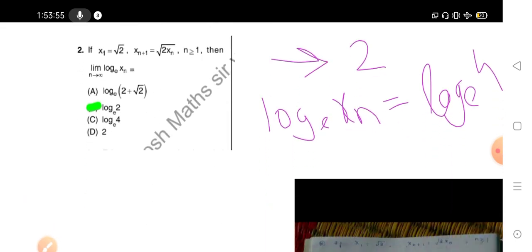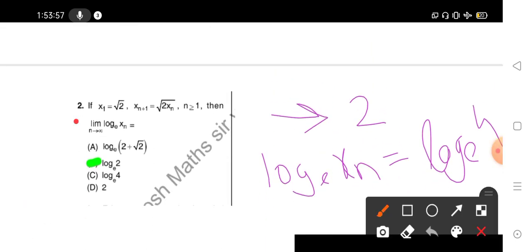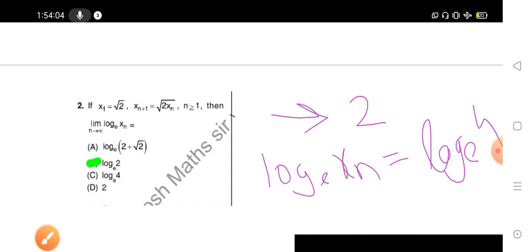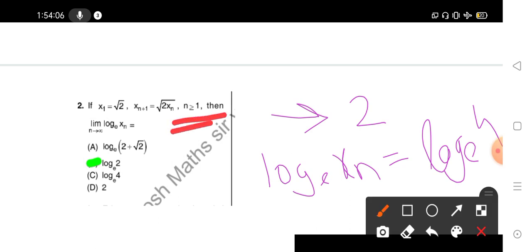Next question, if x1 is equal to root 2 and xn plus 1 equal to root 2xn, n is greater than or equal to 1, then find the limit n tending to infinity of log e xn. Here is important, log e xn. Now check for a.